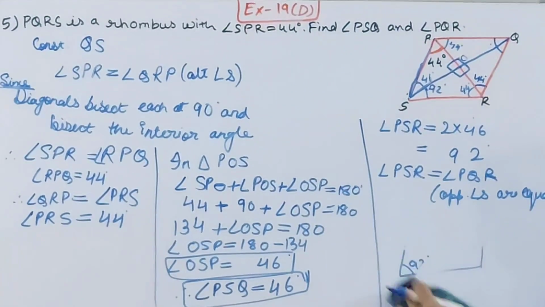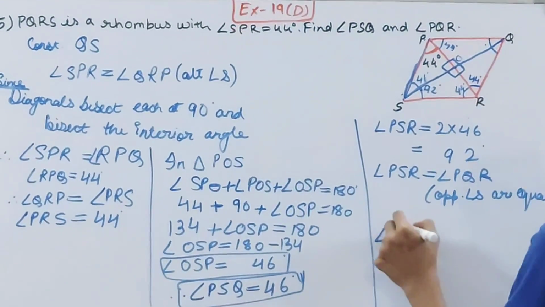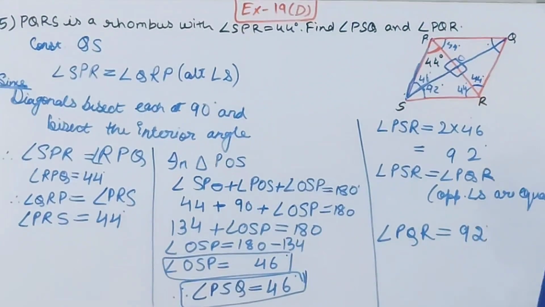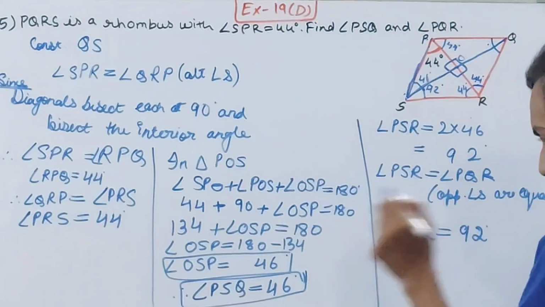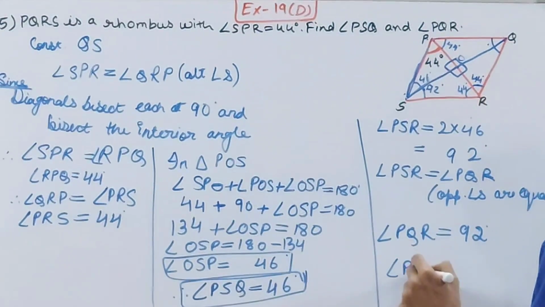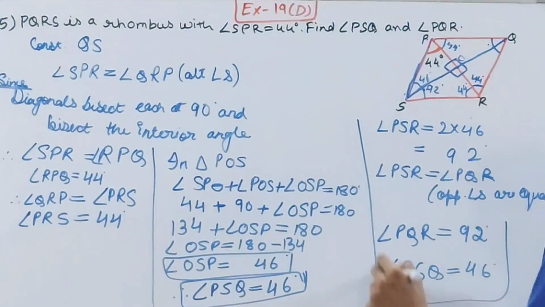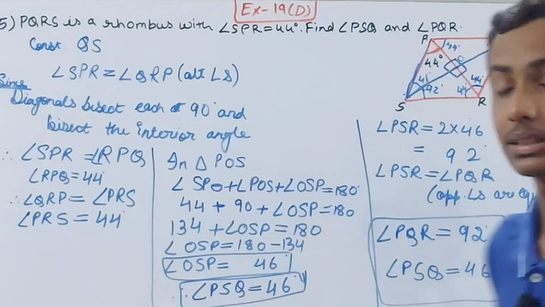So from here we can conclude finally that angle PQR will be equal to 92 degrees, because PSR is 92, so PQR will also be 92. And from here you can take angle PSQ, that is 46 degrees. Both of these are the final answers. We were asked to find these two angles only, so that is our answer.